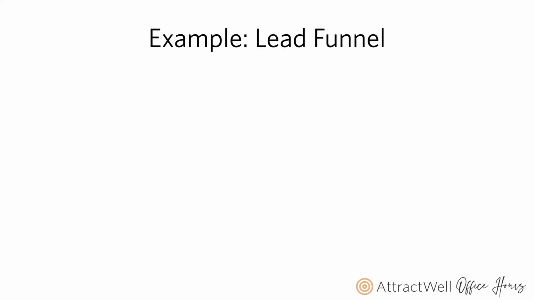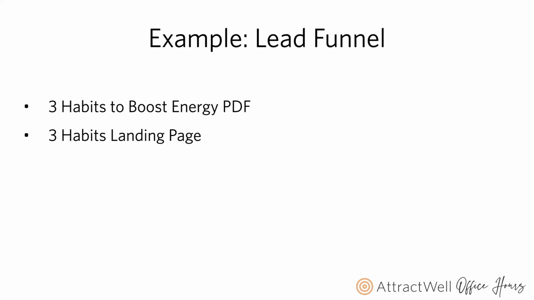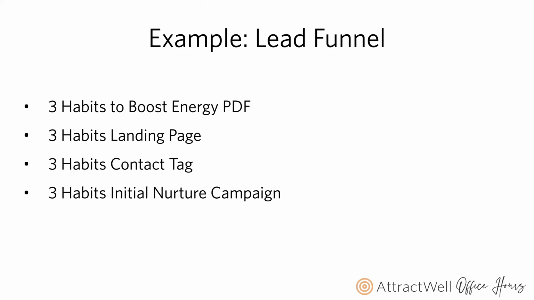Now, if you have a lead funnel, which is a common example for all of us, we have our PDF. It's called 3 Habits to Boost Energy. So we then have a 3 Habits landing page. We're naming it 3 Habits, right? Everything is going to be called 3 Habits here. 3 Habits landing page. The tag that applies is going to be called also 3 Habits. The initial nurture campaign that we apply is going to be called 3 Habits.